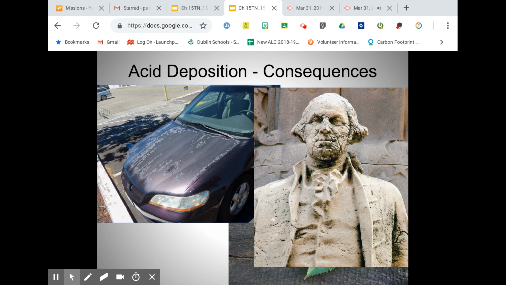Also, acid deposition, as you should realize from the lab and looking at chalk, has consequences over time, in that it wears away marble statues. Marble and chalk are closely related in terms of composition. So you can see that this particular statue has had some acid deposition wear that is definitely affecting it.